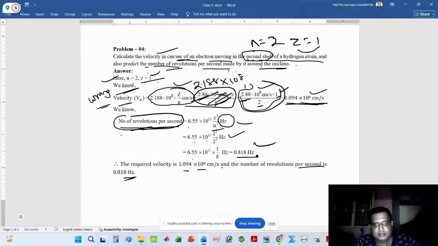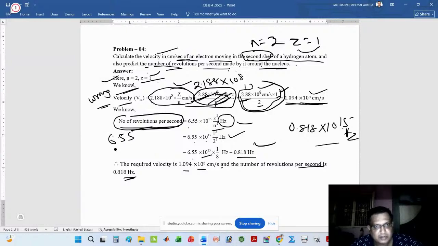Here, the answer is 0.818 into 10 to the power 15. This is the answer because here there was a missing term. If you do the work like 6.55 divided by 8, then you will get 0.818. Next, there is also another term, 10 to the 15. So here I can write the answer is 0.818 into 10 to the 15 hertz. This is the answer.